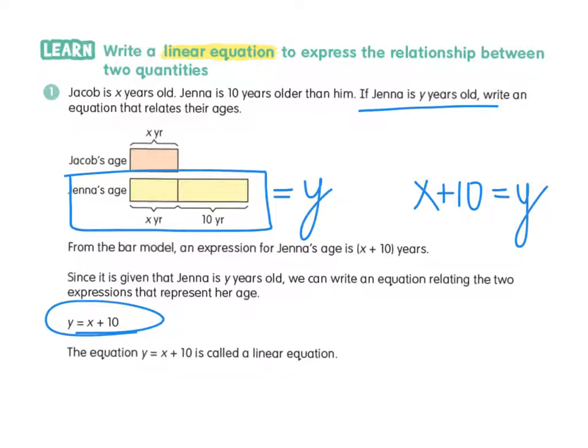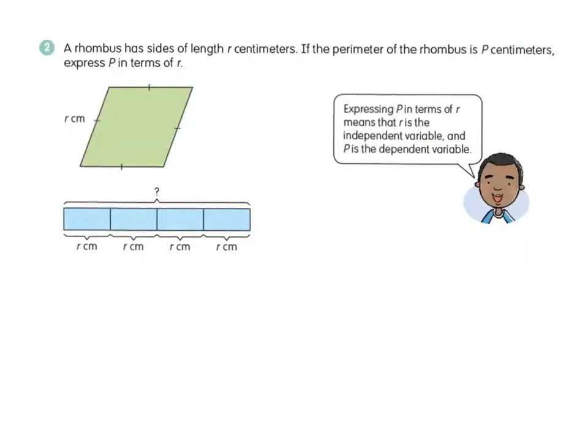Let's try another problem. All right, in this problem here we have a rhombus, and a rhombus has sides of length r centimeters. All the sides are the same length in a rhombus. If the perimeter of the rhombus is P, express P in terms of R. That means that we want to write down an equation to relate P and R together.